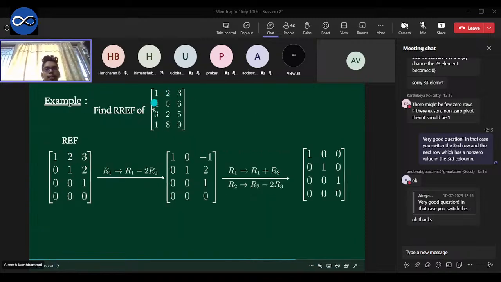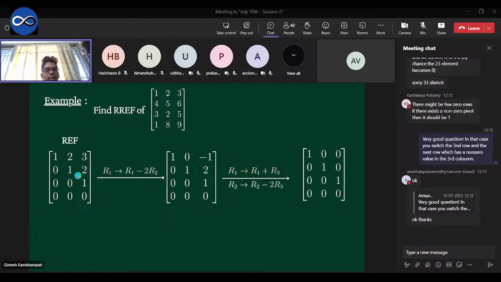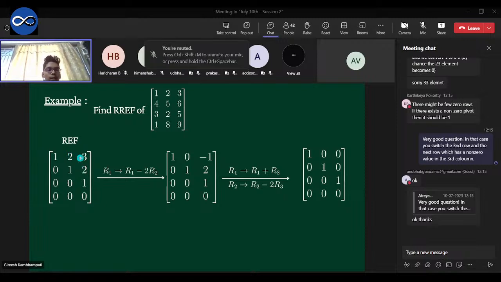So consider the previous example. We have considered the same example. We have obtained row echelon form by doing row operations. What we are doing now is handling non-pivotal elements in a pivotal column. Like here, 2 in the first row, 3 in the first row, and 2 in the second row are non-pivotal elements, but are in the pivotal column. We have to make those also 0. How can we make them 0?